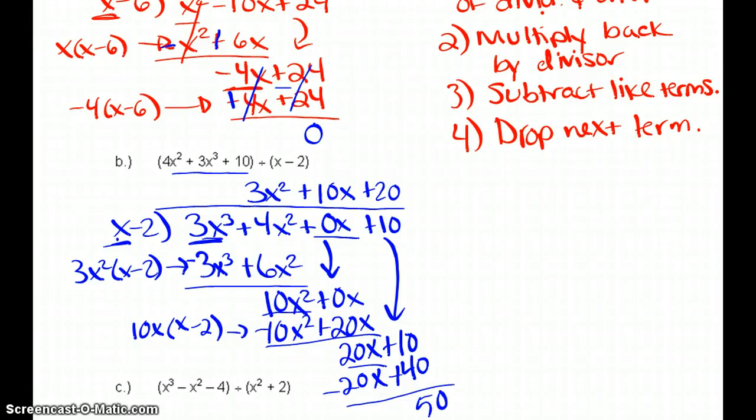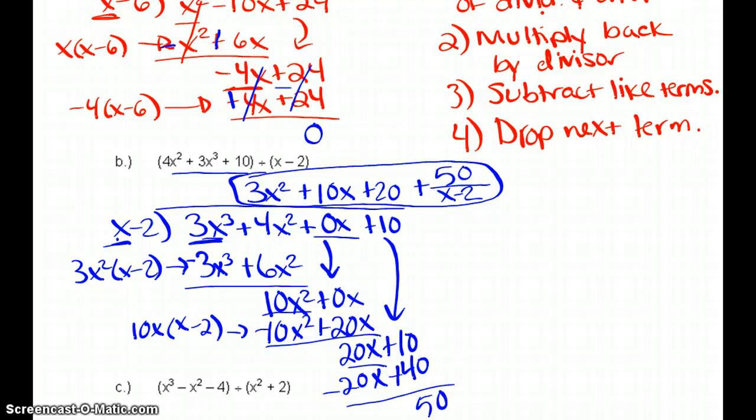Now this is huge. Make sure your remainder goes over your divisor. Okay, so I have my quotient, and then I have my remainder over my divisor. And here's my answer here. Okay, so 3x squared plus 10x plus 20 plus 50 over x minus 2. Okay. All right, so that's it for the lesson of long division and operations of polynomials.